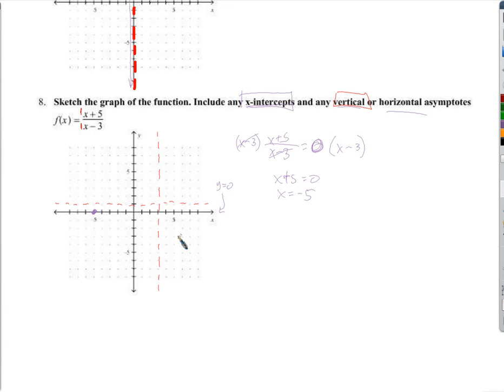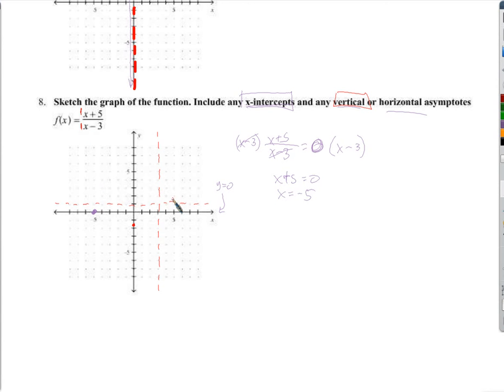And so we have the x-intercept, vertical asymptote, horizontal asymptote. Next thing to do is some points. How about 0? We'll plug 0 in there. We'll get negative 5 over 3. That'd be right there-ish. Alright, let's move over here. Let's plug in like a 4, I guess. That'd be 9, and then 4 minus 3 would be 1. So it'd be 9 over 1.